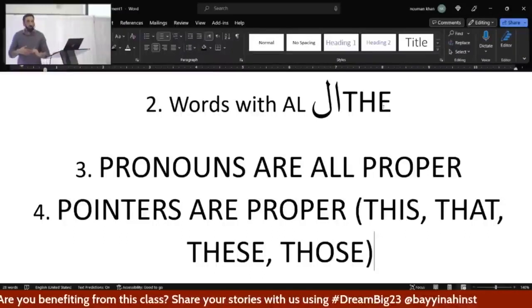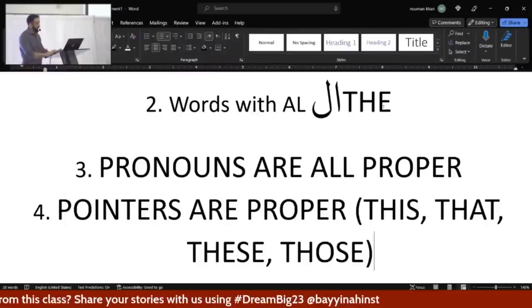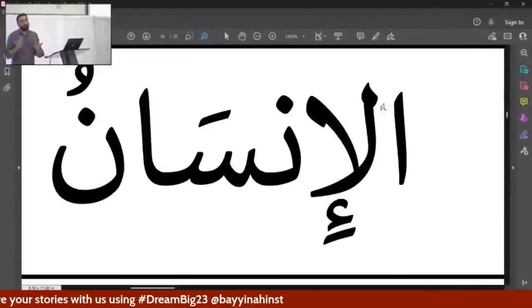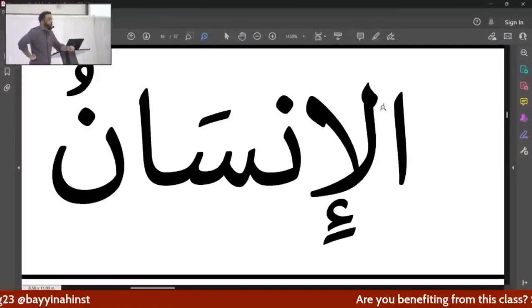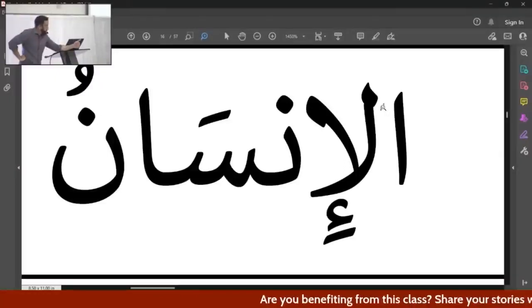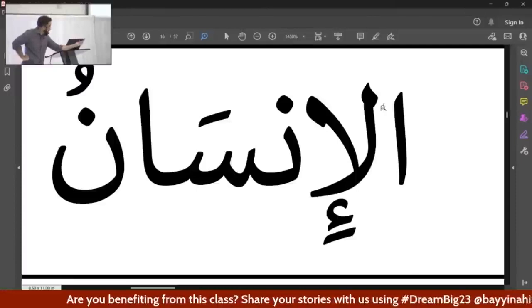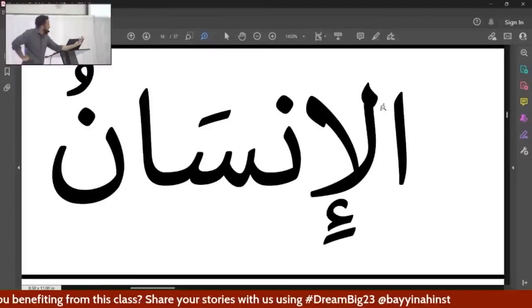Okay, so now let's see if you can remember these from memory. What are the ones we have so far? What are 4 things that are proper so far? Proper names, specific names, good. Al, pronouns, pointers.